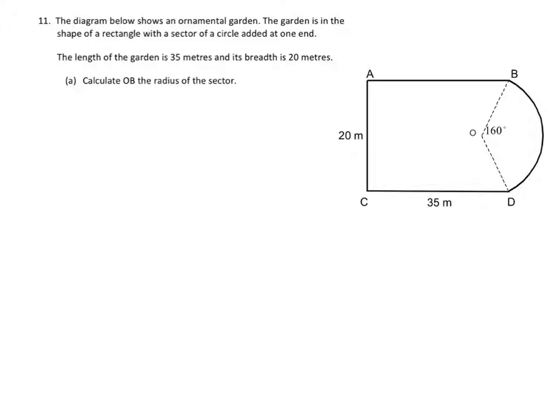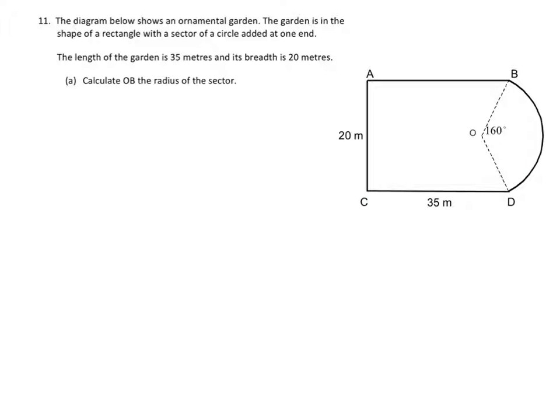This is question number 11 and the last one in the calculator section. The diagram below shows an ornamental garden. The garden is in the shape of a rectangle with a sector of a circle added at one end. The length of the garden is 35 metres and its breadth is 20 metres.